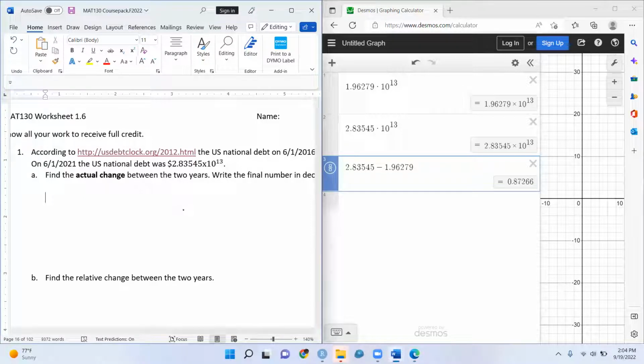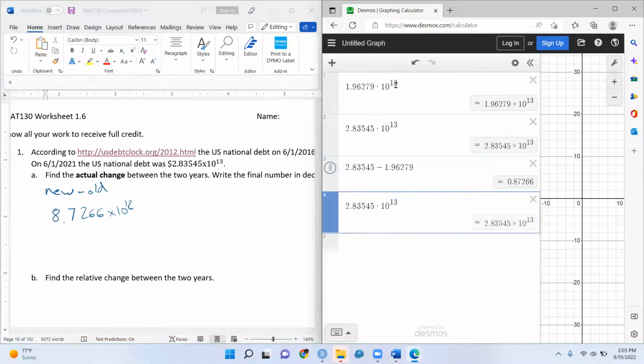So first, yes, stepping back, you correctly applied the formula, just new minus old. How much debt was there an increase between 2016 and 2021? So the answer in scientific notation is 8.7266 times 10 to the 12th. And you could have done this, Mike, your option was perfectly acceptable and well done. You also could have just typed them in scientific notation as they were and gotten the same thing. And then you have to write the final number in decimal notation.